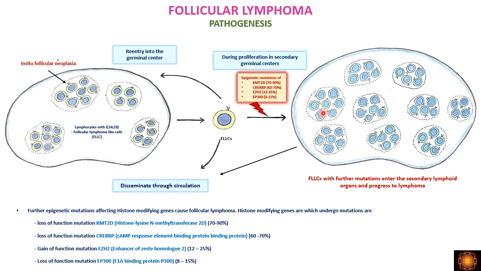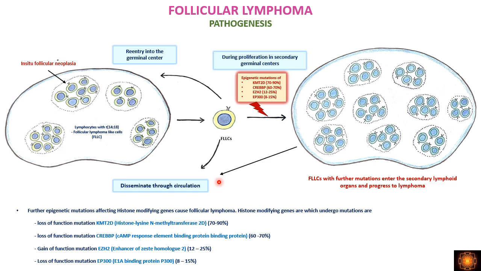So in the germinal centers, when these cells are proliferating, they acquire further mutations, and then we have the tumor cells which give rise to follicular lymphoma. These tumor cells populate the lymph nodes, along with the lymph nodes, other lymphoreticular system and the organs, or they can also disseminate through the circulation. So this is how we get the follicular lymphoma.